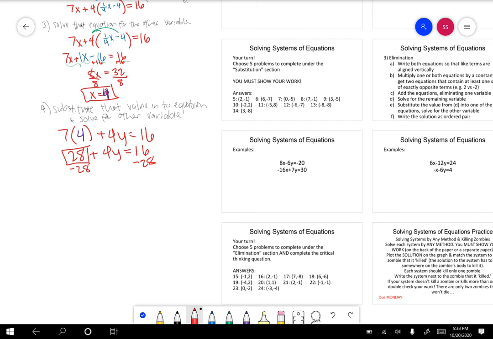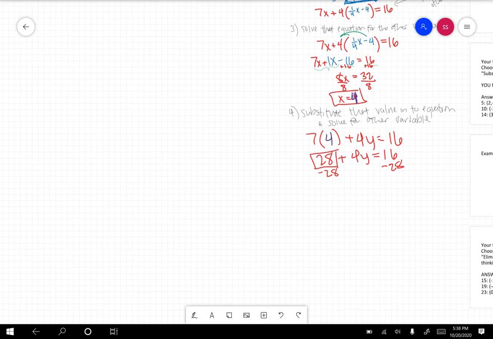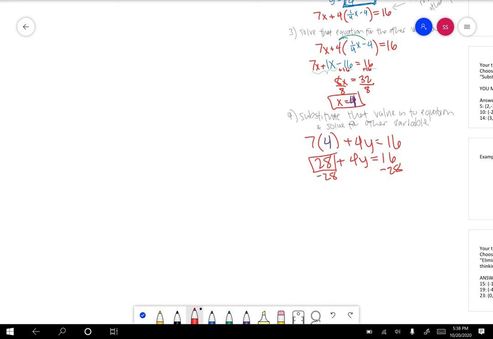Maybe I'll just scoot this over so you're not annoyed by all that stuff on the other side. Not crap, it's great, it's math. Okay, 4y equals, and we have 16 minus 28. Now you're like, come on, Miss Lawson, don't you know this off the top of your head? I'm thinking about it. Took me longer than it should have, but it's fine.